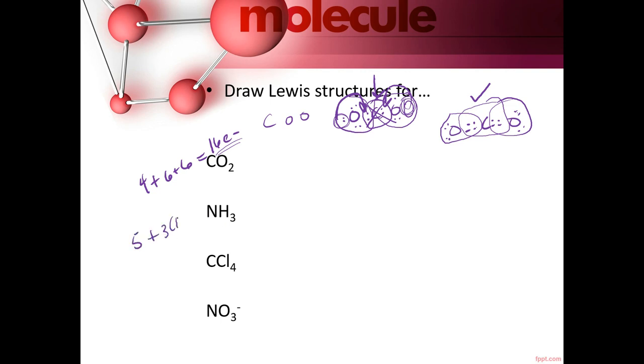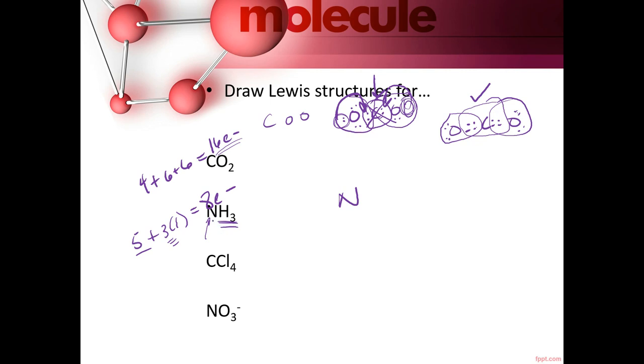NH3. Nitrogen has 5 valence electrons. Each one of those hydrogens has 1. That's a total of 8 valence electrons: 5 from nitrogen, 1, 2, 3 from those 3 hydrogens. So since nitrogen is the odd guy out, he's going to go in the middle. He's also going to go in the middle because he has space for more bonds.